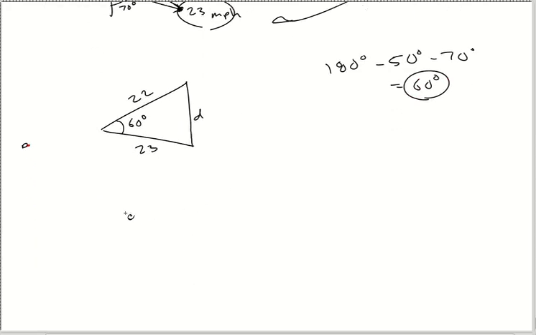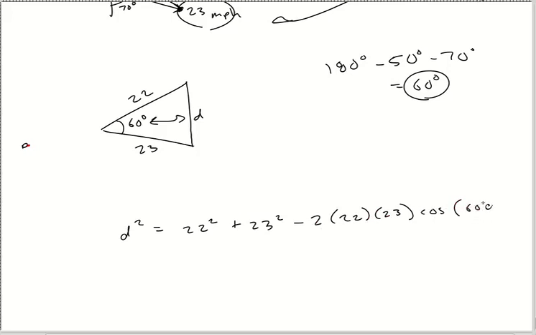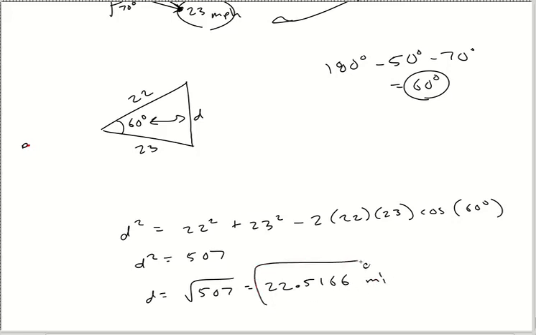Now what? Well, law of cosines. Notice that these guys are opposite of one another. So d squared is equal to 22 squared plus the 23 squared minus 2 times 22 times the 23 cosine of the 60. Put this all in the calculator once. I got 507 for my d squared. So, of course, you know what to do. You square root that thing. And I got 22.5166 miles apart from one another.